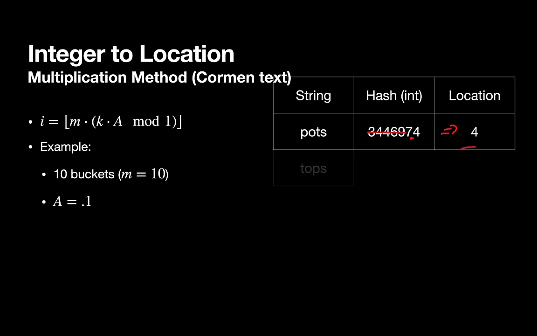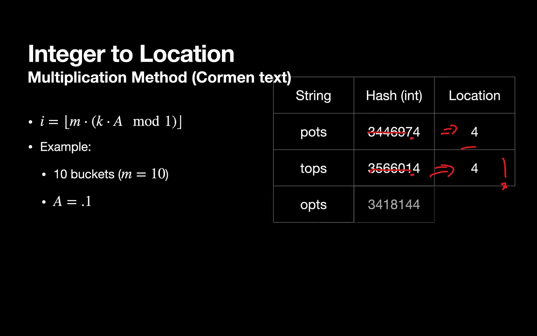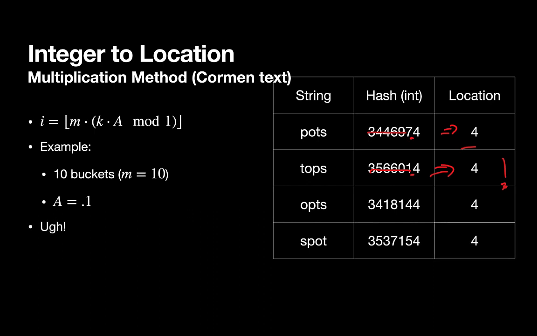We saw this earlier. So if we repeat this with tops, you can probably guess what will happen. We multiply it by 0.1, we end up with a fractional component there, we drop the whole number, we multiply it by 10, and we end up with an item in bucket 4. We've got a collision again already. And this problem is going to persist with our remaining values. Okay, so this doesn't look very helpful, but there's something that's really important here.